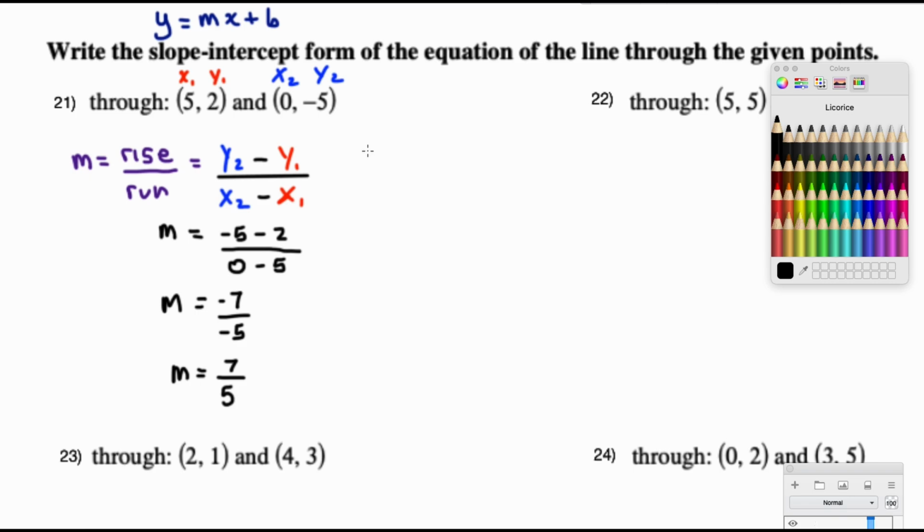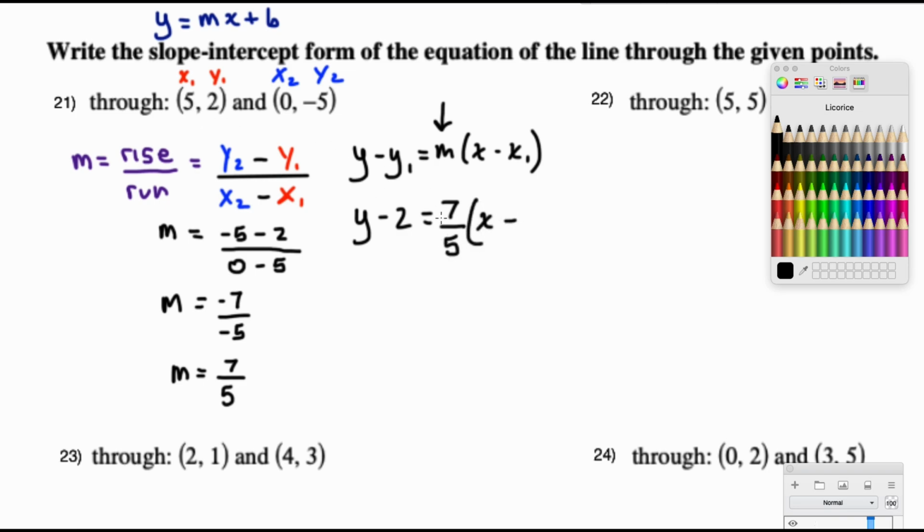Now we can use the point slope form, which is y minus y1 equals m times x minus x1. And we have our slope here that we can put in. And we could put either one of these 2 points in for x1 and y1. Since I already have labeled this one x1, y1 here, I'm just going to go ahead and put this in. So we're going to get y minus 2, looking at this y1 value here, equals our slope, 7/5 times x minus 5.